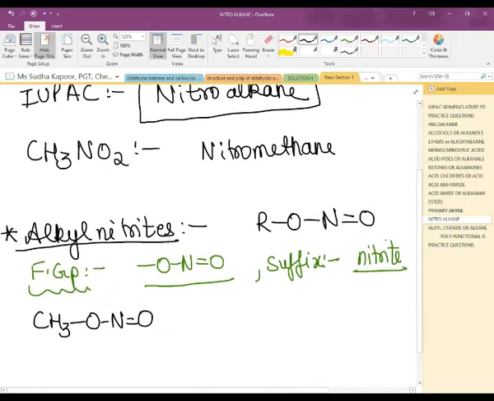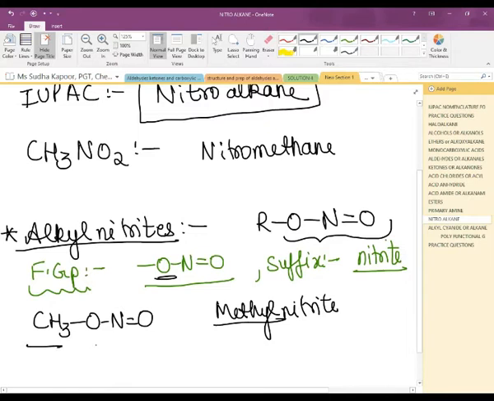Now the other one is alkyl nitrite, in which NO2 is written the other way as ONO. These are known as alkyl nitrites. The functional group is not NO2, it is ONO. The linkage is different; this time the linkage is from O. The suffix is nitrite. So for CH3ONO, we will call it methyl nitrite. Methyl for the one carbon and nitrite for ONO.